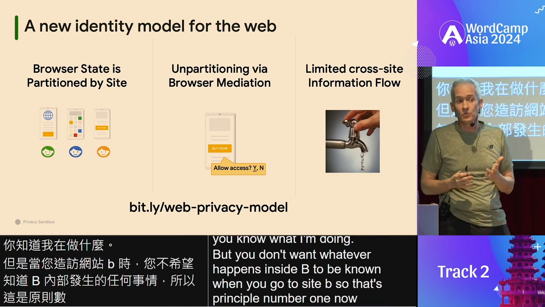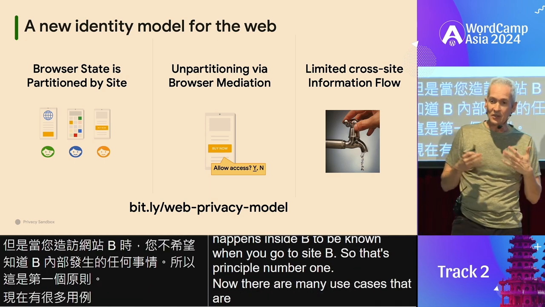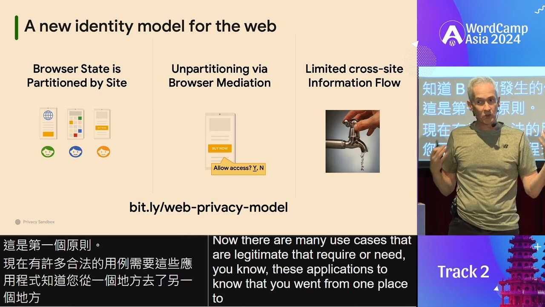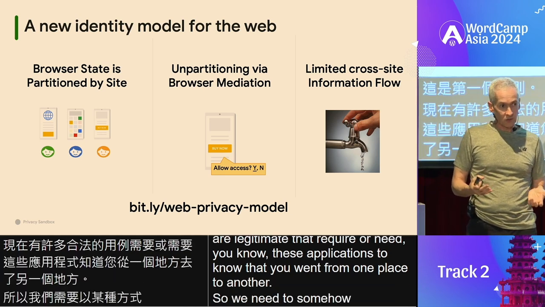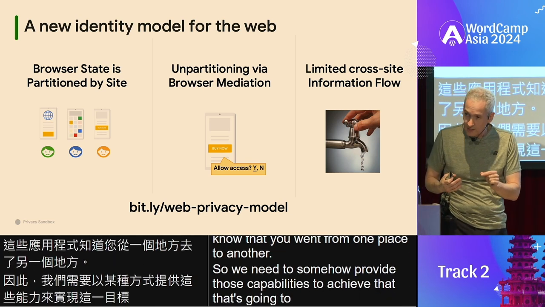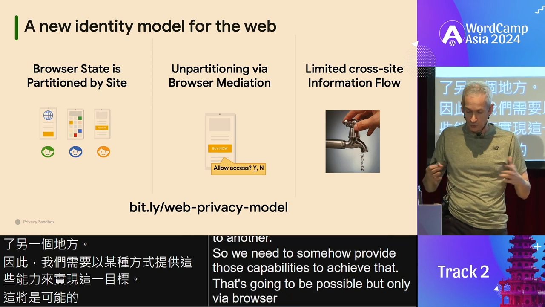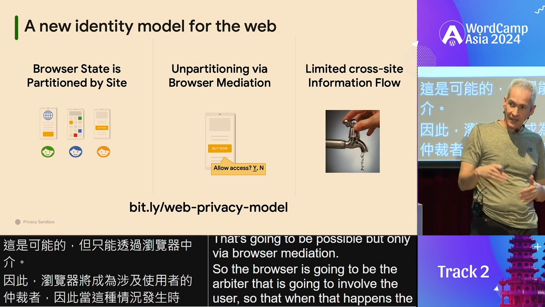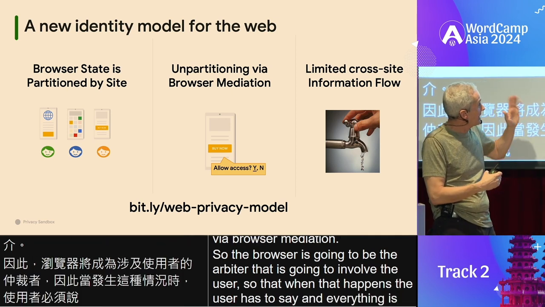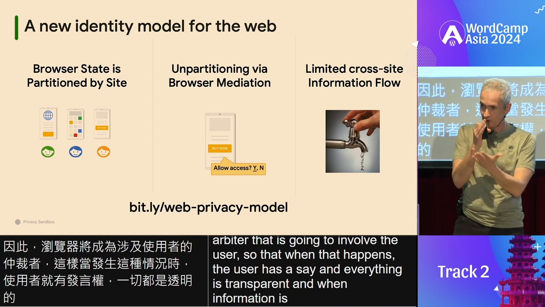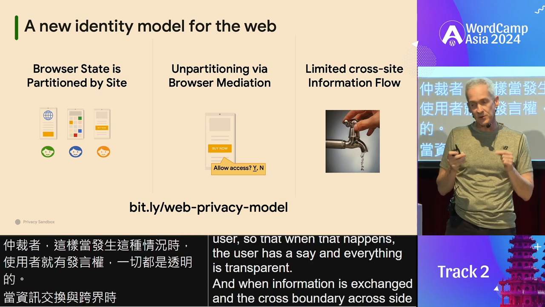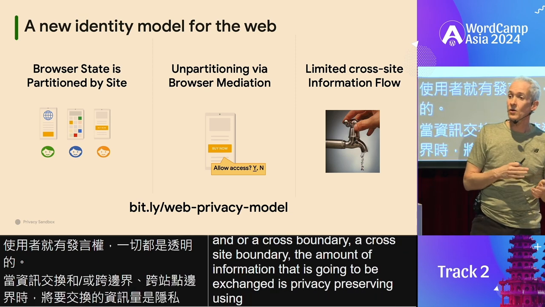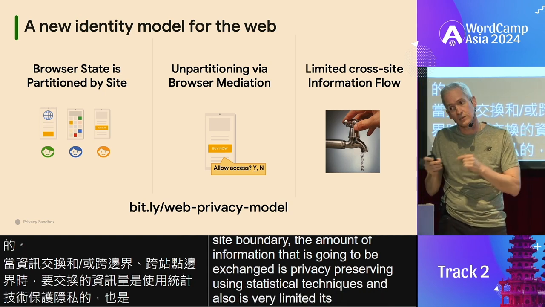Now, there are many legitimate use cases that require these applications to know that you went from one place to another. So we need to provide capabilities to achieve that. That's going to be possible, but only via browser mediation. So the browser is going to be the arbiter that involves the user, so that when that happens, the user has a say, and everything is transparent. And when information is exchanged across a site boundary, the amount of information exchanged is privacy-preserving using statistical techniques, and also very limited. It's only what is needed, no more.